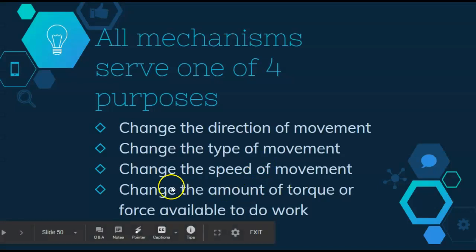Just a quick review, our new concept for today was how do we know if a mechanism is changing the amount of torque or force? That's our 4th purpose of a mechanism.